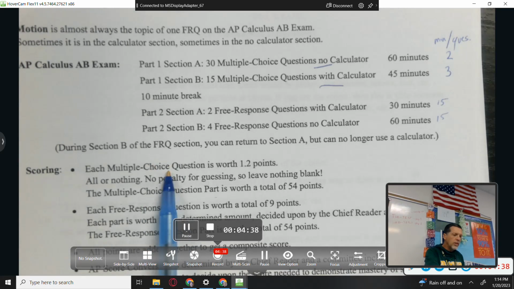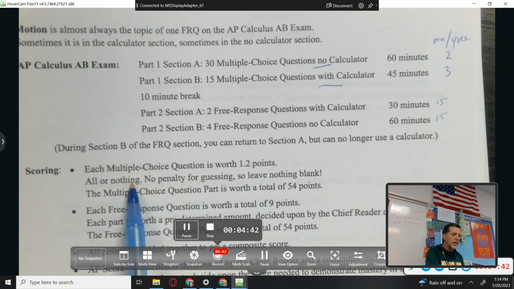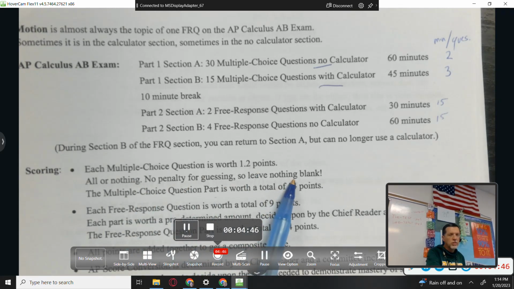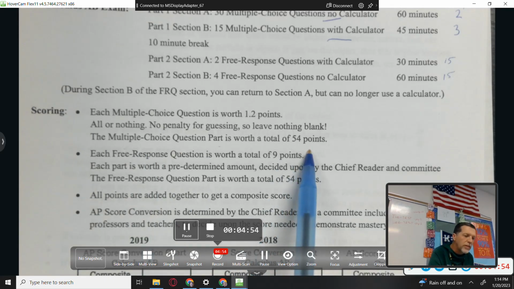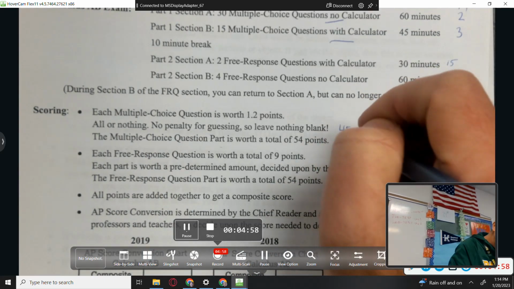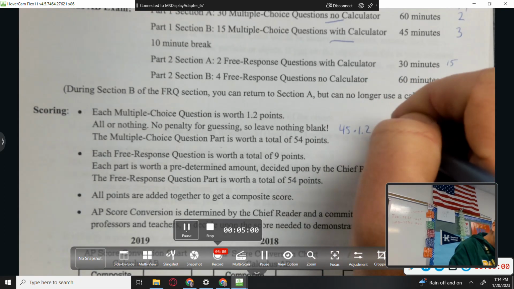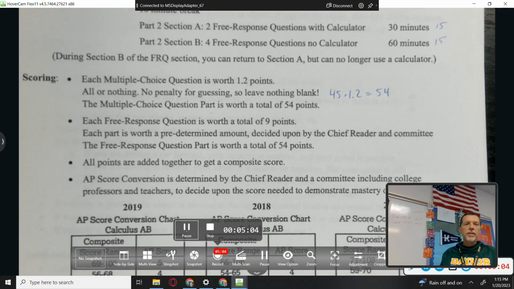Scoring. Each multiple choice question is worth 1.2 points. Obviously, that's all or nothing, and there's no penalty for guessing, so don't leave anything blank, right? If you have no idea, put something down. And the multiple choice section is worth a total of 54 points because there's 45 questions times 1.2 is 54. Look at math teachers doing math.